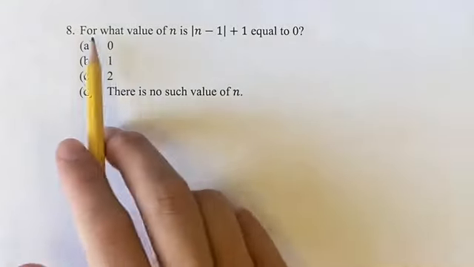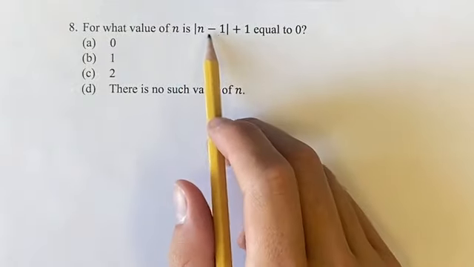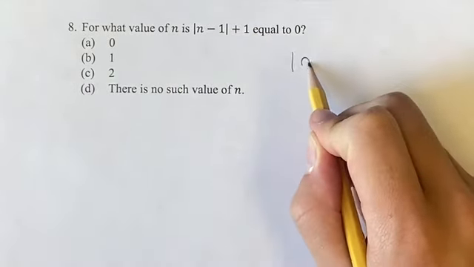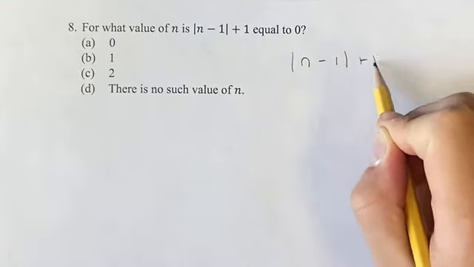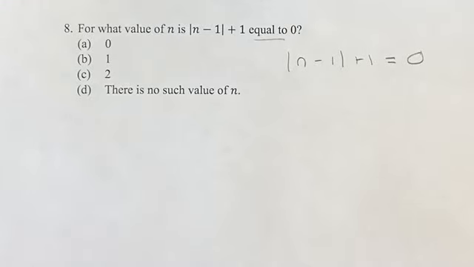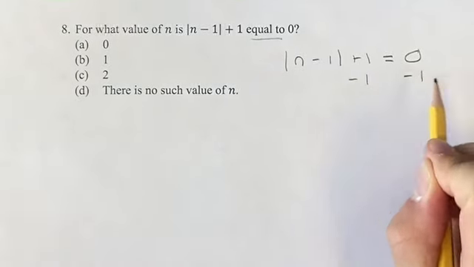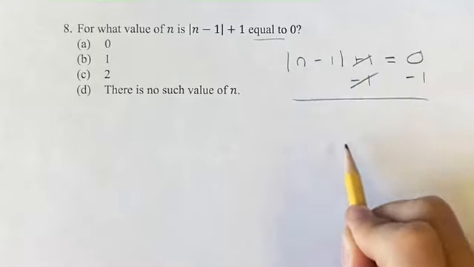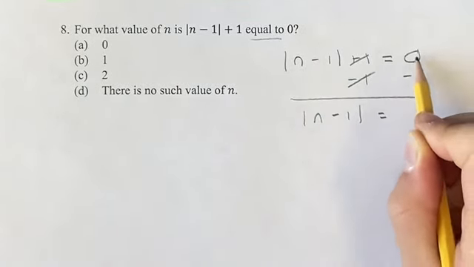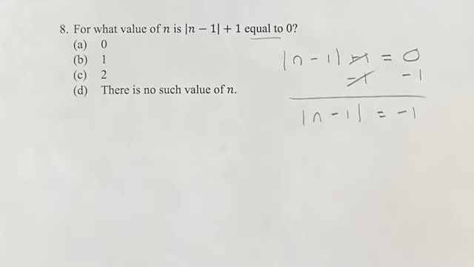In this problem, we're asked: for what value of n is the absolute value of n minus 1, plus 1, equal to 0? So just writing this out, we have |n - 1| + 1 = 0. And before we worry about actually solving using the absolute value, let's just get it on its own. So we have the absolute value equal to everything else. All we have to do is subtract 1 from both sides, because these will cancel, and we get the absolute value of n minus 1 is equal to 0 minus 1, which is equal to negative 1.